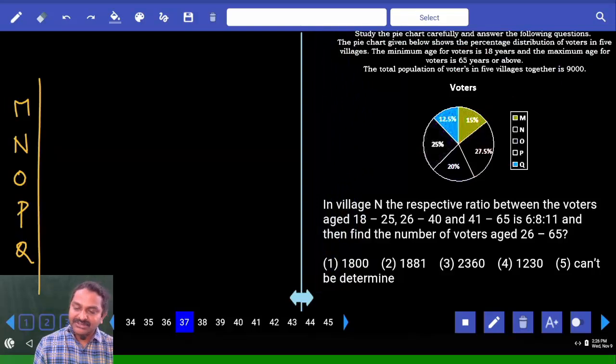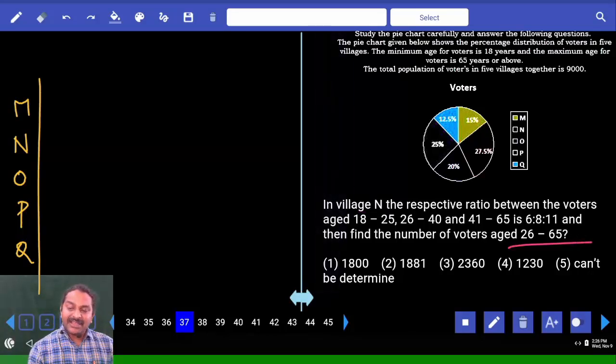Now look at this question. Don't calculate numbers and write the table. Whenever you need it, then fill the gap. In village N, the respective ratio between voters aged 18-25, 26-40, 41-65 is 6:8:11. Then find the number of voters aged 26 to 65.